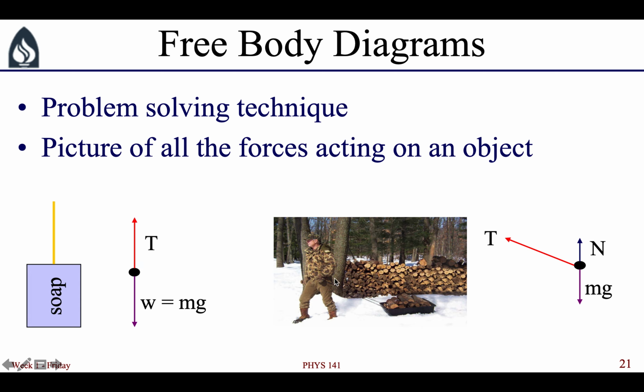Here we can see a man pulling a sled that's filled with wood, and so here we represent the sled filled with wood with a dot. That's the object in question. And then we show the forces acting on the sled. So in this case, the sled's weight will be pulling downward. The normal force that the ground exerts on the sled is in the upward direction, and then the tension force from the rope goes along in the direction that the rope is attached to the sled.